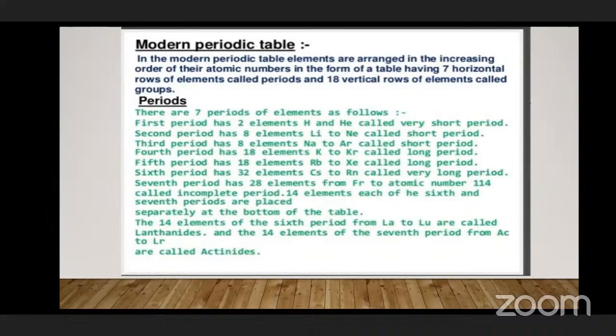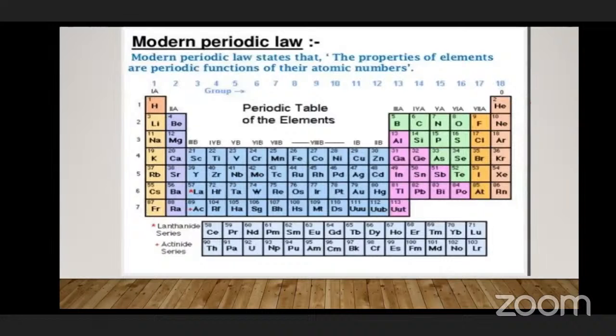14 elements each of the sixth and seventh periods are placed separately at the bottom of the table. Now, I told you, after lanthanum, and after actinium, thorium to lawrencium. Similarly, cerium to lutetium. These 14 elements are placed at the bottom of the periodic table. After lanthanum we are keeping these elements, that's why it is called the lanthanide series. After actinium, we are keeping the series from thorium to lawrencium, which is called the actinide series.